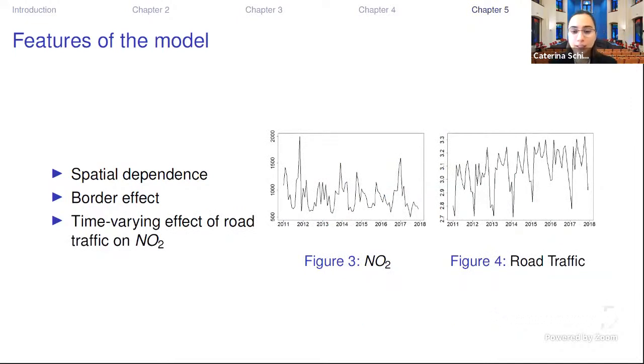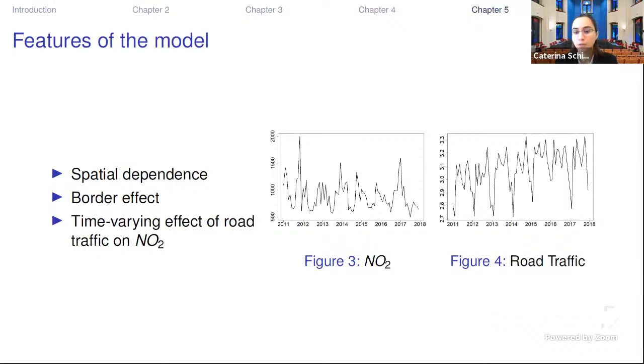Finally, on the left-hand side figure here, you can see the concentrations of NO2 in the Netherlands over time. On the right-hand side, you can see a variable that represents the level of road traffic, still in the Netherlands, over time. You can see that this latter variable is characterized by an upward trend, which means that on average, the number of vehicles on the highways of the Netherlands increased over time. However, we do not see a similar upward trend for NO2.